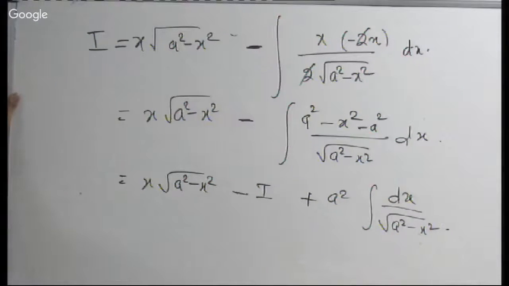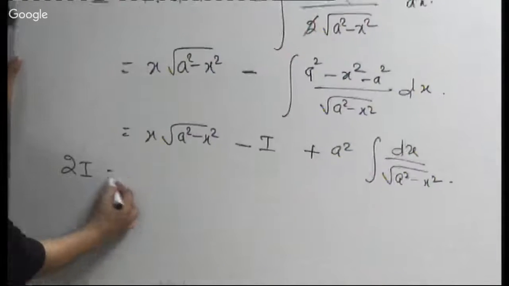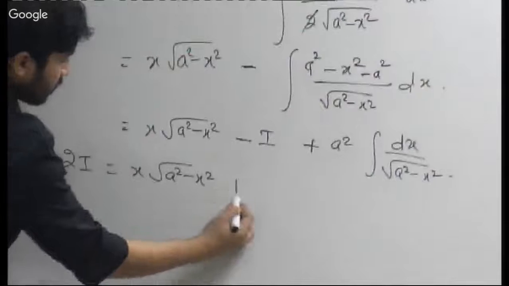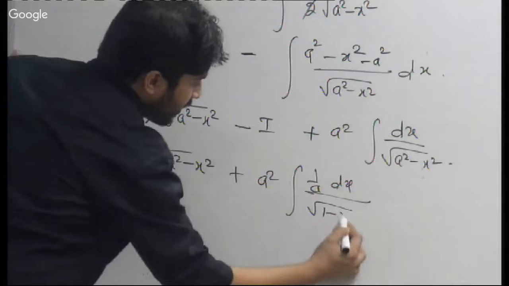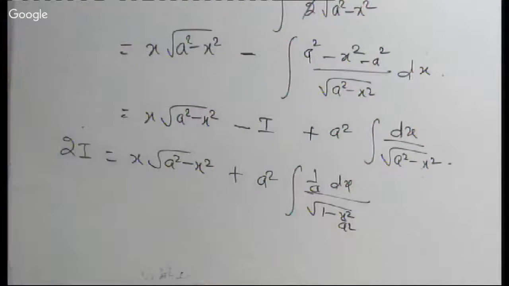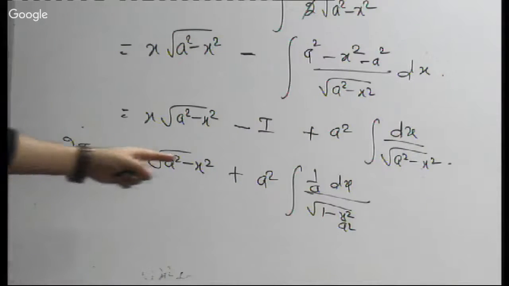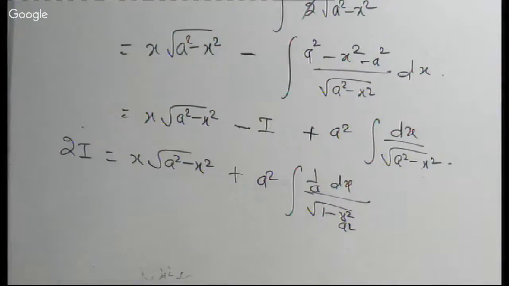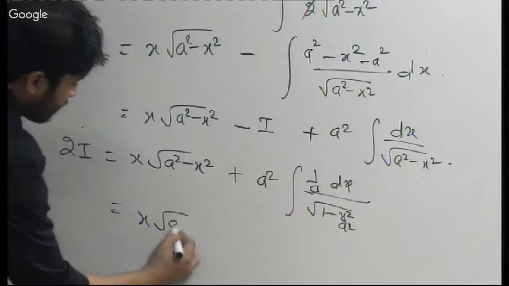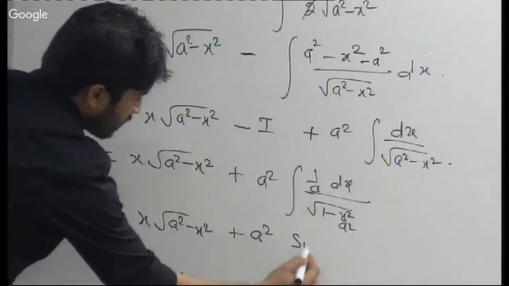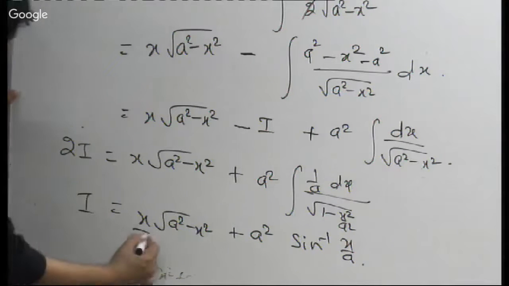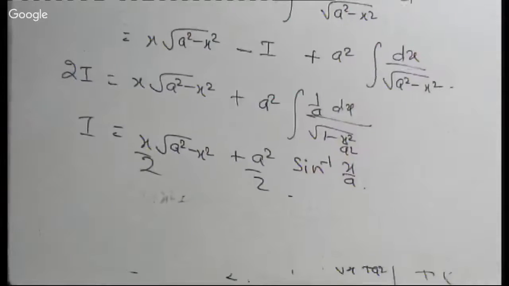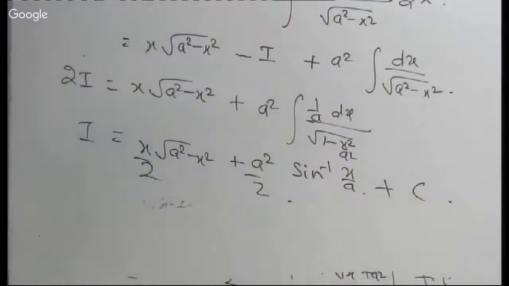Right? So I'm going to write 2I is equal to x under root a square minus x square plus a square into 1 by a dx upon under root 1 minus x square by a square. So dt upon under root 1 minus t square. What is that? Sine inverse t. So it will be x under root a square minus x square plus a square sine inverse x by a. So the final answer would be this. Clear. Done.